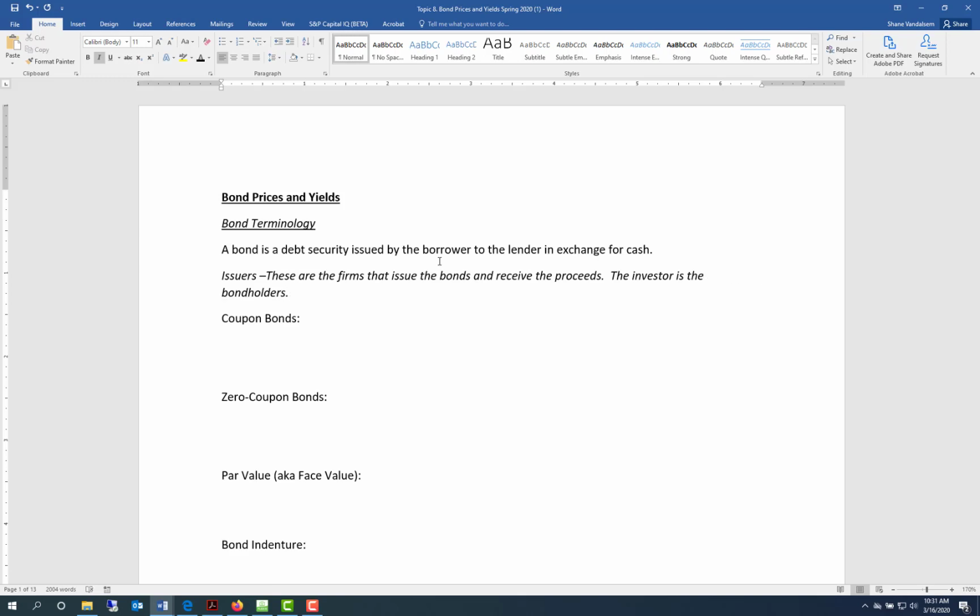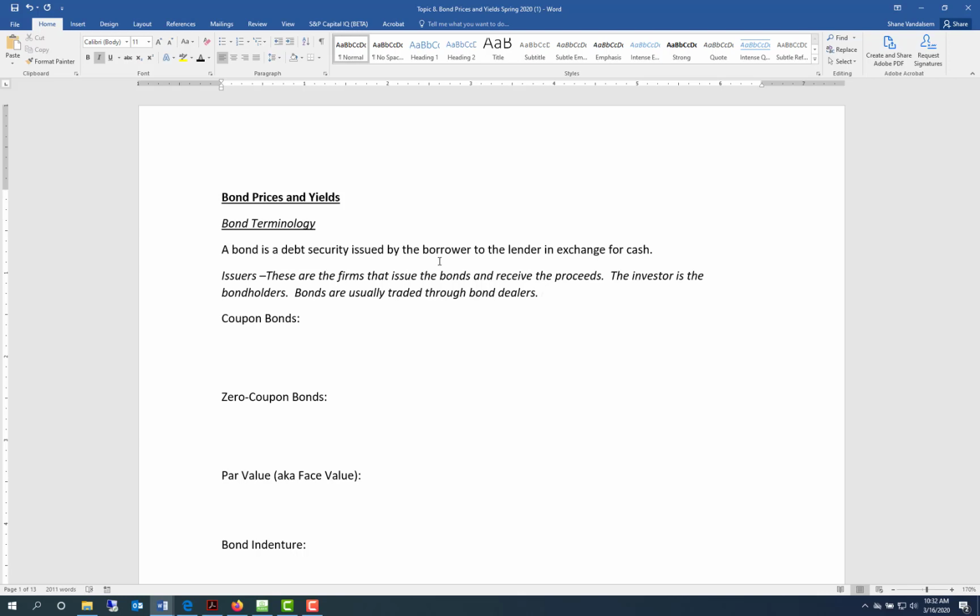Another thing that I want you to know going into this is that bonds are usually traded through bond dealers. There's not an organized exchange for bonds, so whenever you want to buy or sell a bond, this is done through a dealer, usually through an electronic network.